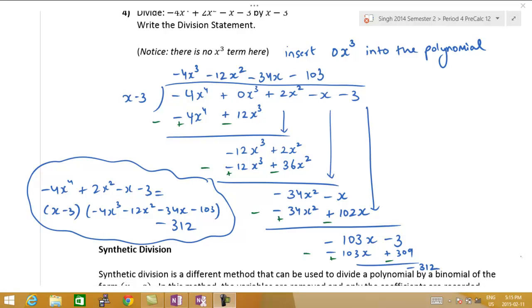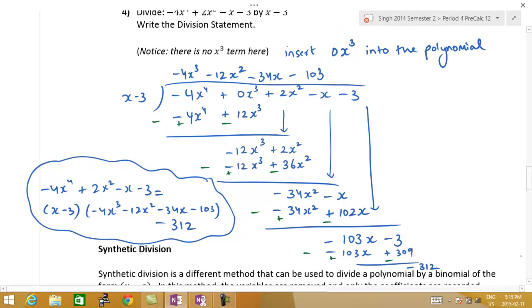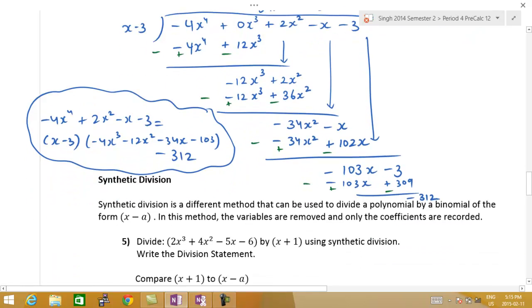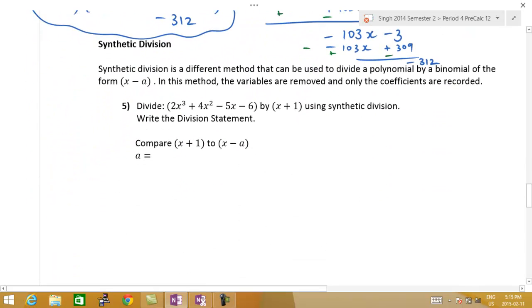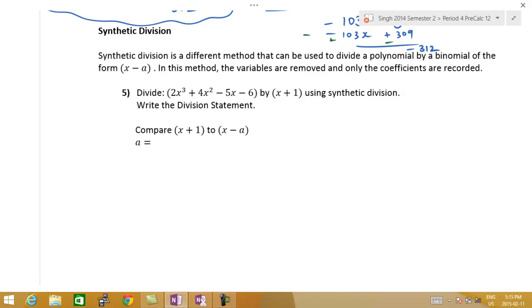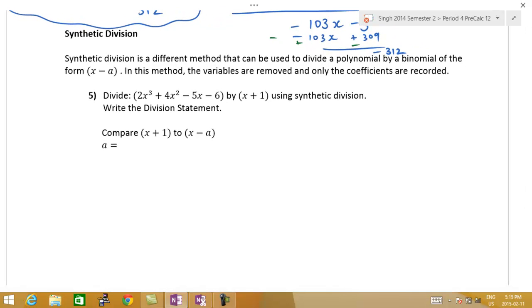So that will take care of working with long division. The other method that we can use to divide a polynomial by a binomial is synthetic division. So here's what synthetic division is going to look like. Synthetic division is a different method that can be used to divide a polynomial by a binomial. It has to be of the form x minus a.